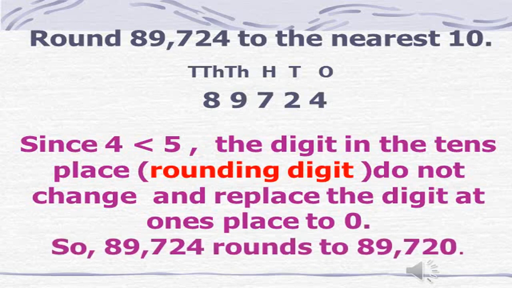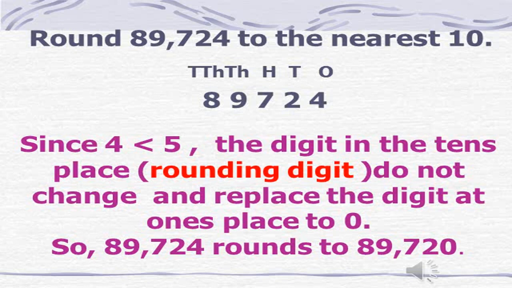Let us see one more example, children. Round 89,724 to the nearest 10. Here, first we are going to write the places of the digits. Now, we'll look for a rounding digit. So here they asked us to round to the nearest 10. So our rounding digit is the digit at tens place, which is 2. So now we are concerned about the digit towards the right hand side of the rounding digit. So what is that? That is 4, which is in the ones place.